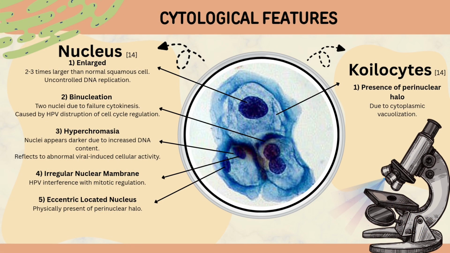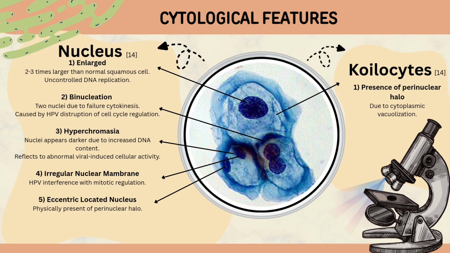Koilocytes are important cells that help us to identify HPV infection. First, koilocytes have a distinctive feature called a perinuclear halo. This is a clear space around the nucleus caused by the vacuoles in the cytoplasm. These features together help the pathologist to diagnose HPV-related changes.